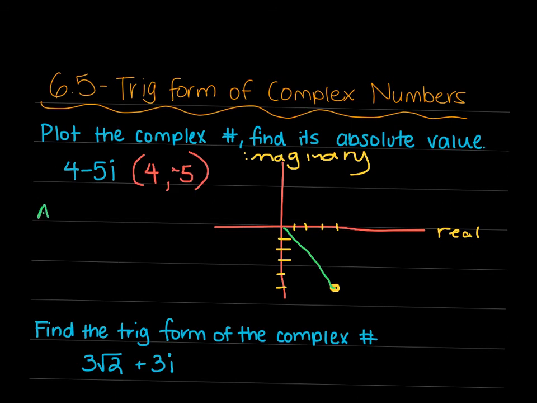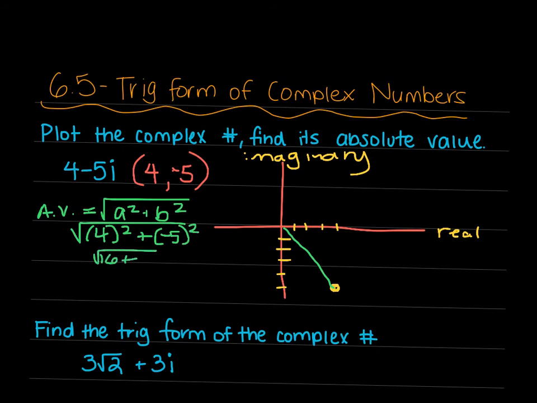So the absolute value is the square root of a squared plus b squared, which is 4 squared plus -5 squared, 16 plus 25, which is the square root of 41. And then if it is able to be simplified, I would simplify it. In this case, it's not, so it stays as the square root of 41.